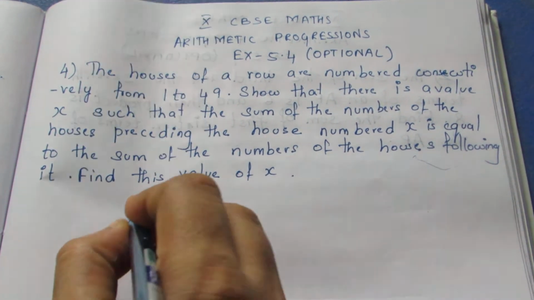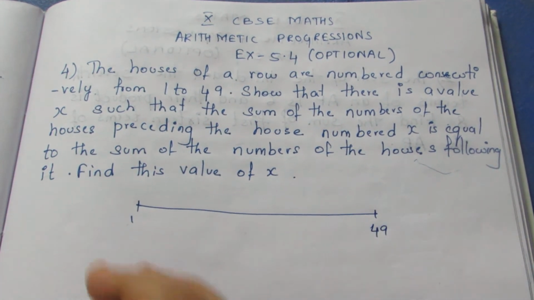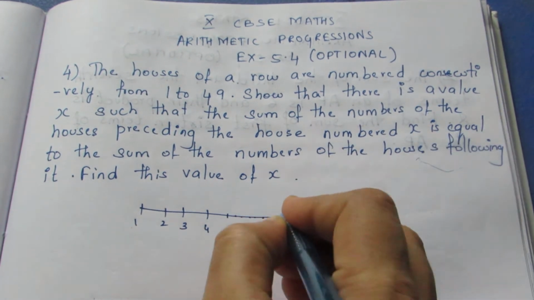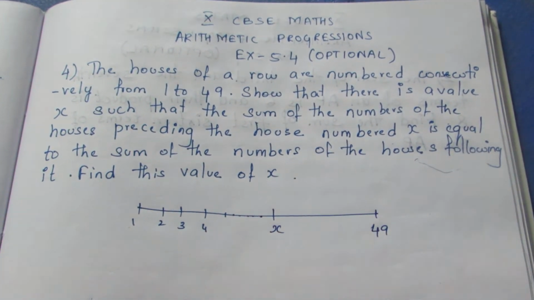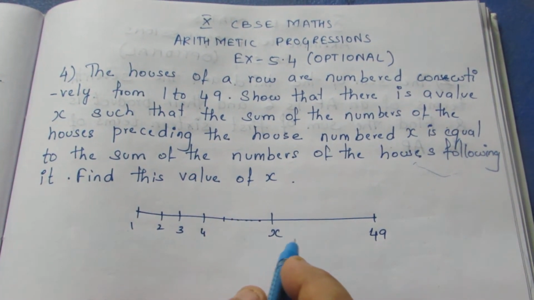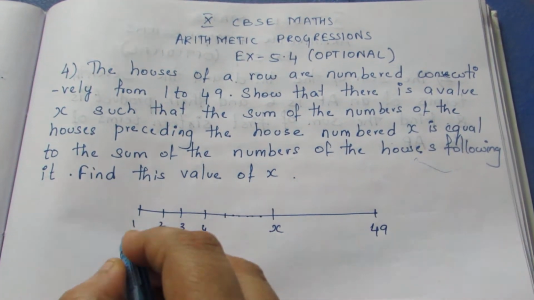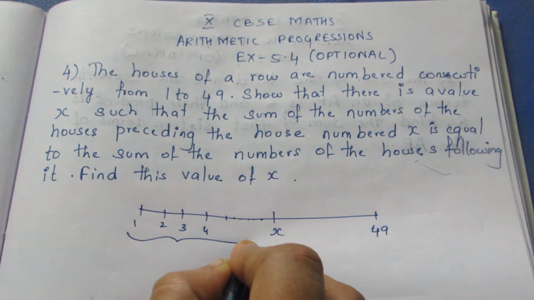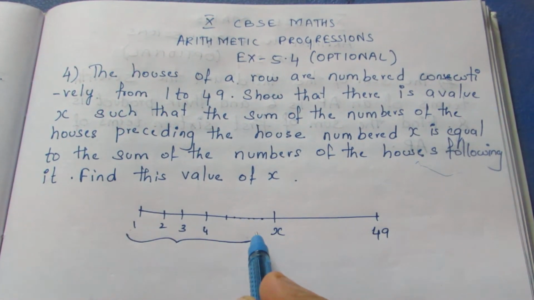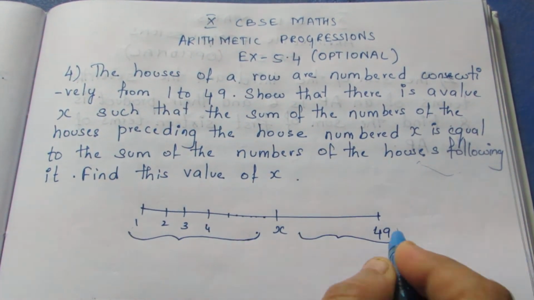That means we are having houses from 1 to 49. Now this will be 2, this will be 3, this will be 4, like that it goes on. There is one house called x. We don't know the number. It can be 35, 36, 40, 45, it can be any number. The sum of the house numbers preceding this is equal to the sum of the house numbers after this.